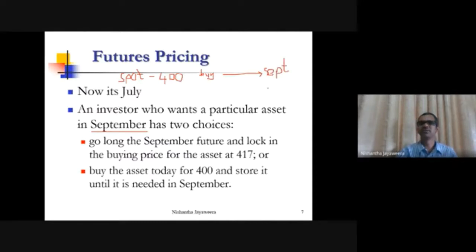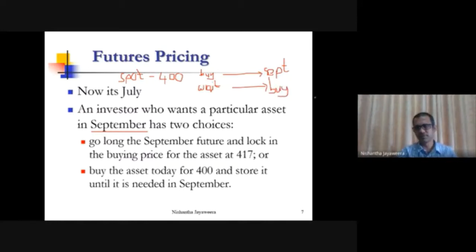The other option is to wait. Don't do anything today. Wait and buy in September. It's not necessarily that you have to buy it today because you need it in September. You can wait until the time you come to your real requirement and buy it, or else you can buy it today and keep it until September. Why do you go for the first option instead of the second option?